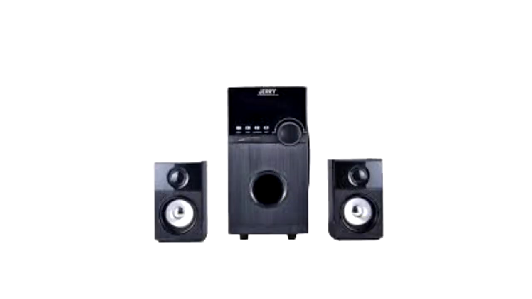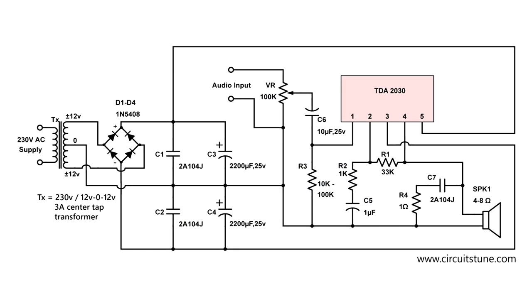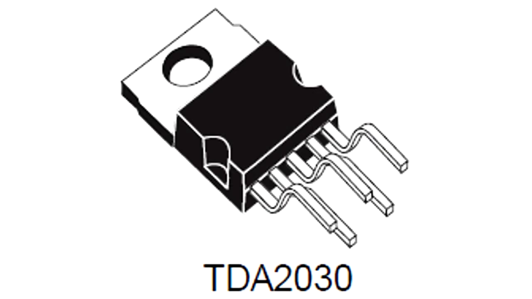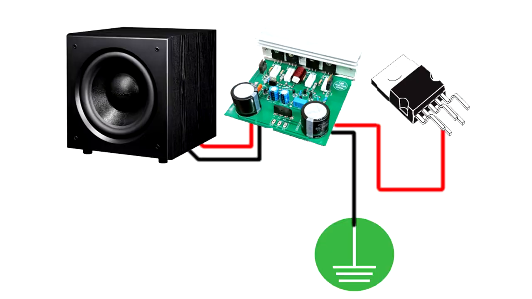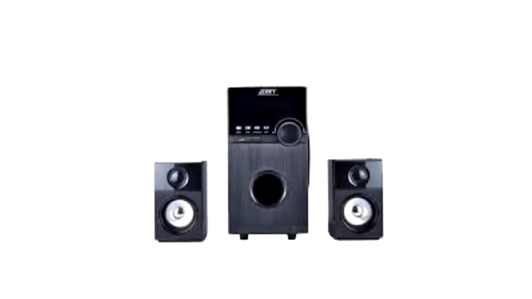Now 2.1 home theater users follow these steps. This is the TDA2030 2.1 home theater subwoofer circuit. This IC has 5 pins. We need the first pin only. Solder directly the TDA2030 subwoofer IC first pin to our external subwoofer driver input source first wire. And the second wire is connected to common ground, and that common ground is connected to the external subwoofer driver second wire. Now the 2.1 home theater user setup is ready.